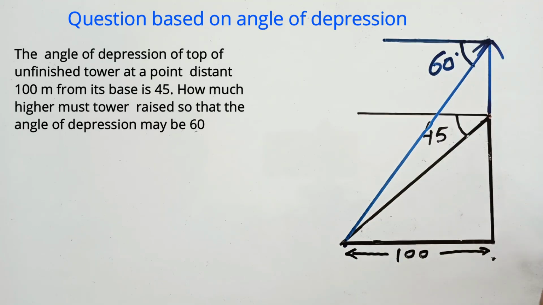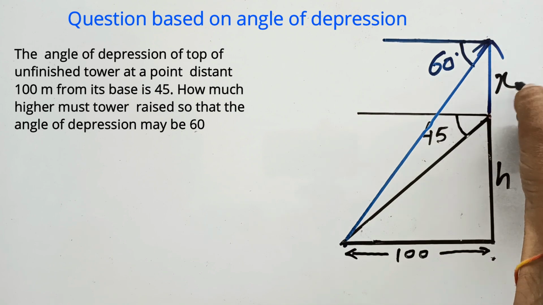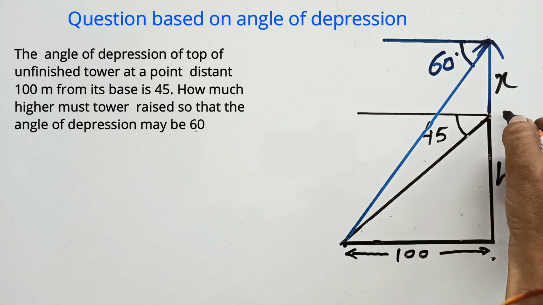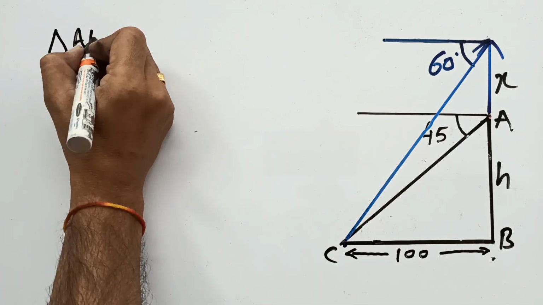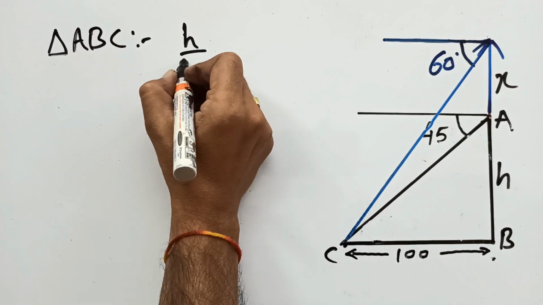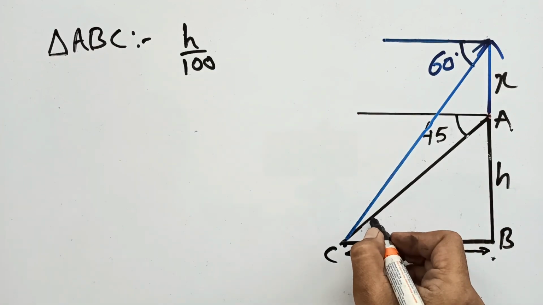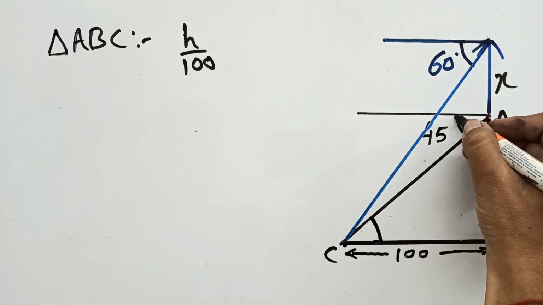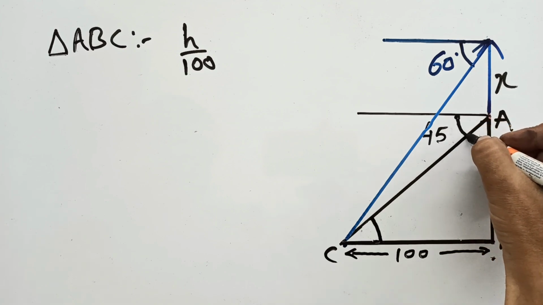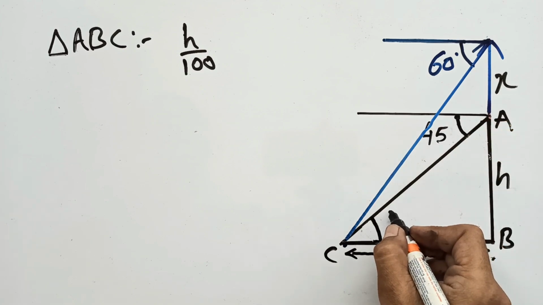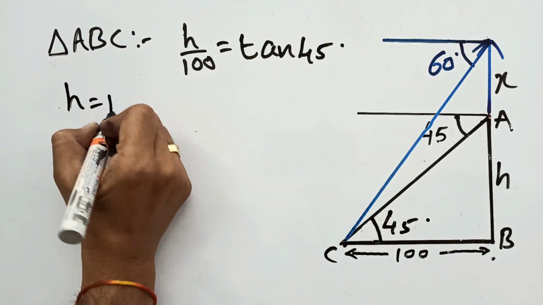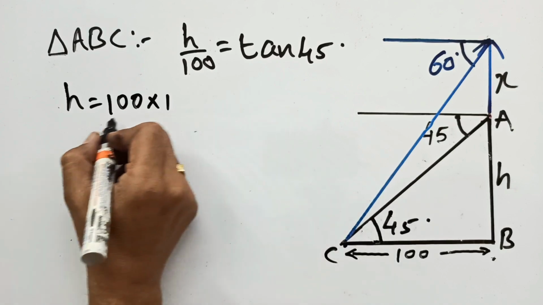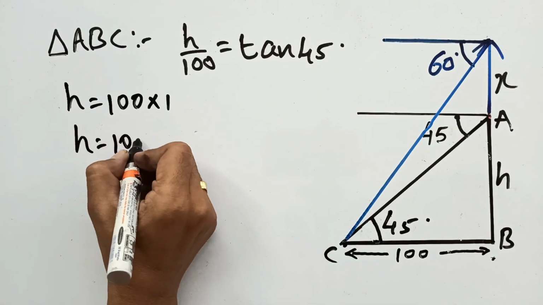Now let us suppose the height of this unfinished tower is h, and we have to raise it by x meters. Now in this triangle ABC, h upon 100 is equal to tan of this angle. See this angle, focus on it, this line of sight is common, this is the angle of depression 45 degrees, so by the alternate angle concept this will be 45 degrees. Tan 45 means 1, so h is equal to 100 meters.